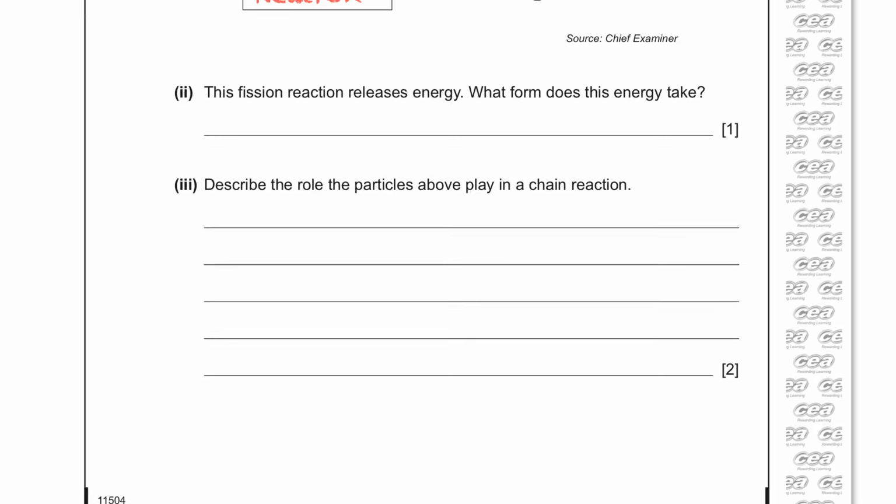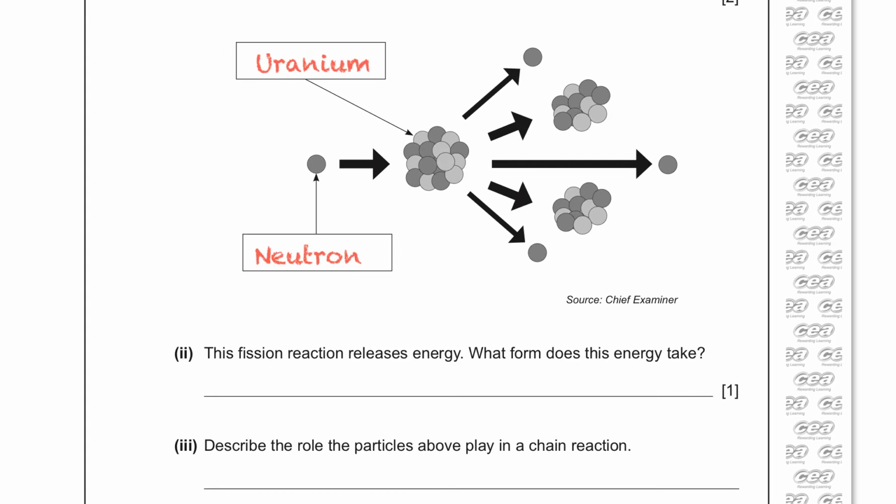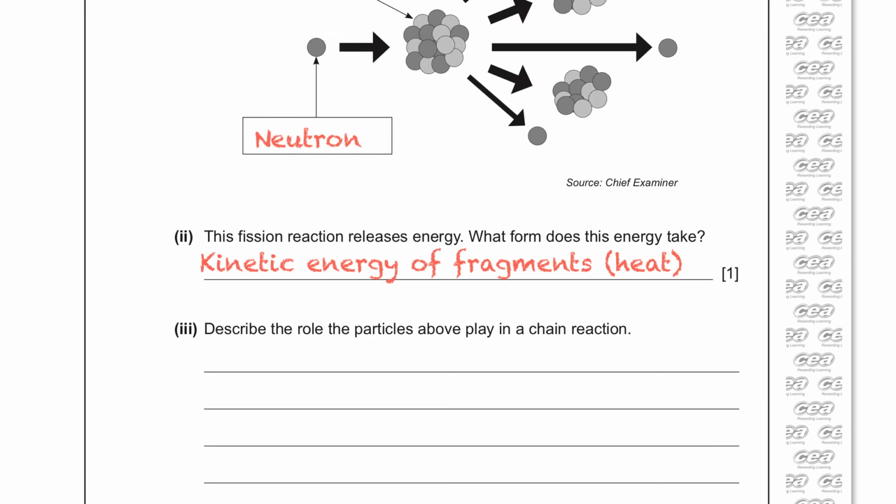So this fission reaction releases energy. What form does this energy take? Well, if you remember, what's going on here is that these particles all fly apart. And if this is happening within a solid, then they're thumping into their neighbours. So it basically comes out as the kinetic energy of these particles, which then turns into heat. So it comes out as the kinetic energy of the fragments, which basically then makes heat.